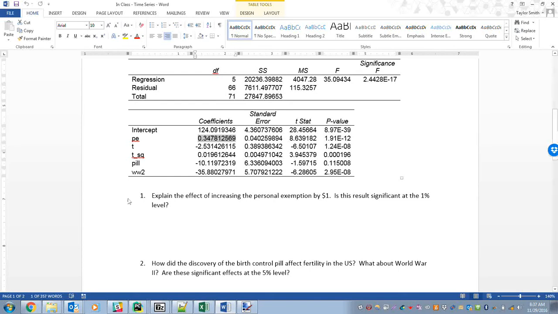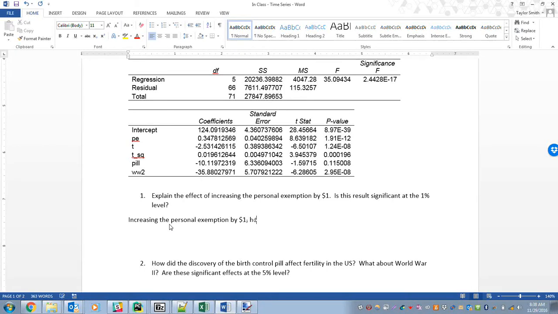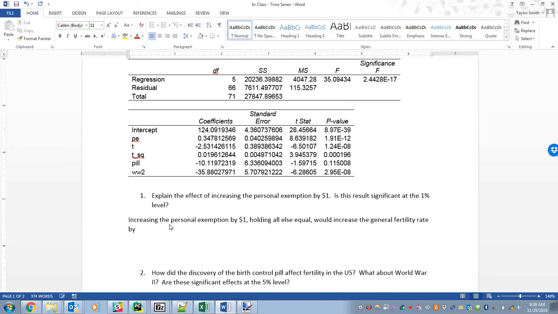All right, so let me go ahead and write that in here. So what is the effect? Increasing the personal exemption by $1, holding all else equal, would increase the general fertility rate by 0.3478 births per 1,000 women.